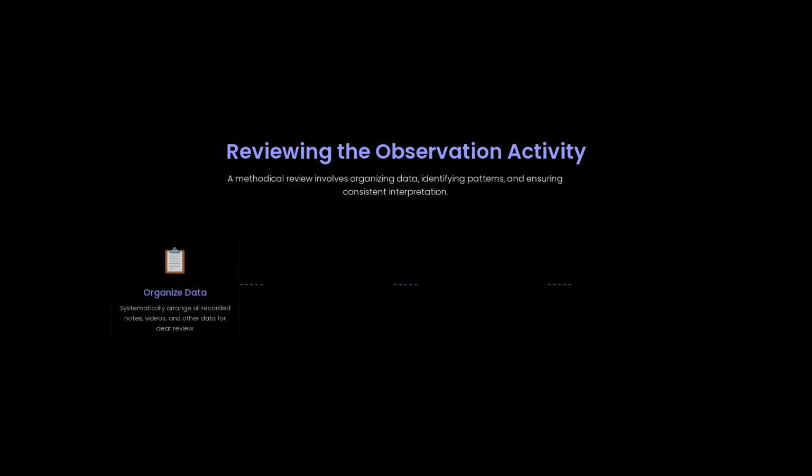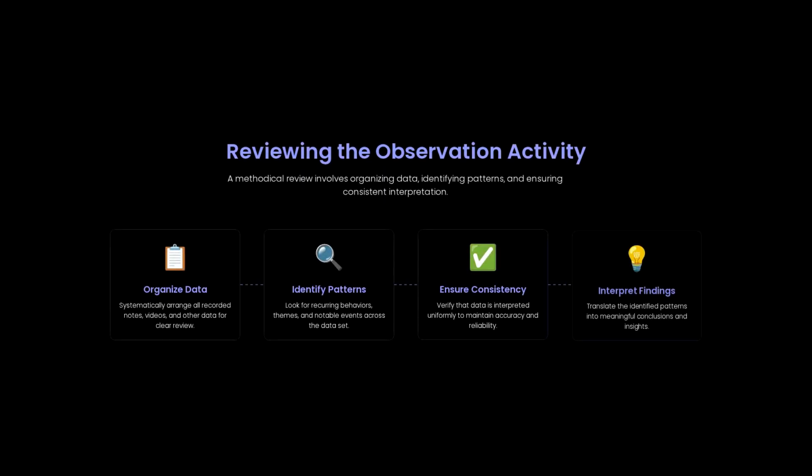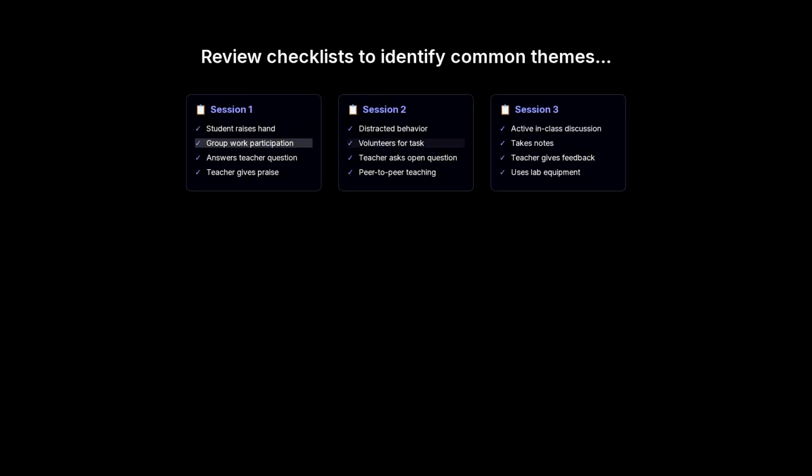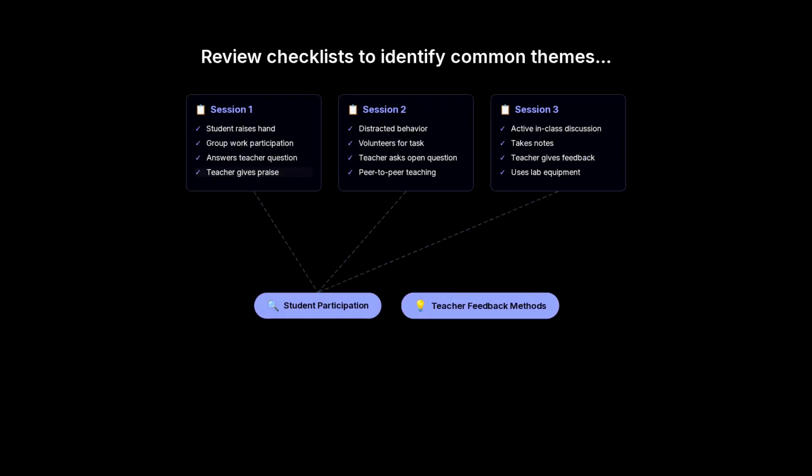Next, let's talk about reviewing the observation activity. After conducting your observations, it's crucial to review the recorded data methodically. This involves organizing your notes or videos, identifying patterns or notable behaviors, and ensuring consistency in how the data is interpreted. For instance, after observing several classroom sessions, you might review your checklist to identify common themes in student participation or teacher feedback methods. This step helps ensure your findings are accurate and meaningful.